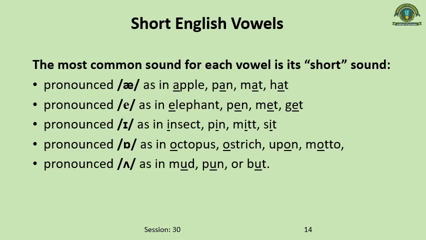The third one is I, as in insect, pin, mit, sit. The next one is aw, as in octopus, ostrich, a pawn, motto. The next one is ah, as in mud, pun, but.